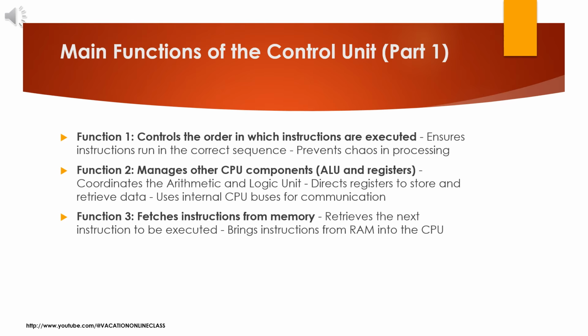Moving on to the main functions of the control unit. 1. The control unit controls the order of instructions. It ensures that every task runs in the correct sequence. Without this oversight, the processing would be chaotic and inefficient.